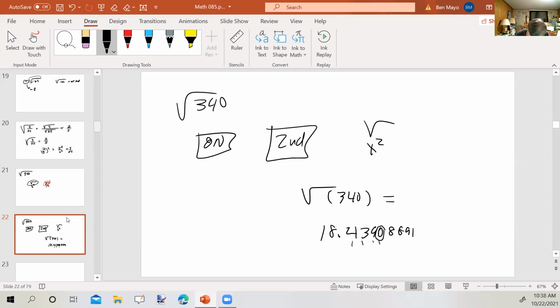So if I'm going to round here, I go to the 5th place. 5 and above rounds up, 4 and below rounds down. So I'm going to get 18.4391 would be the approximate answer, the square root of 340 to 4 decimal places.